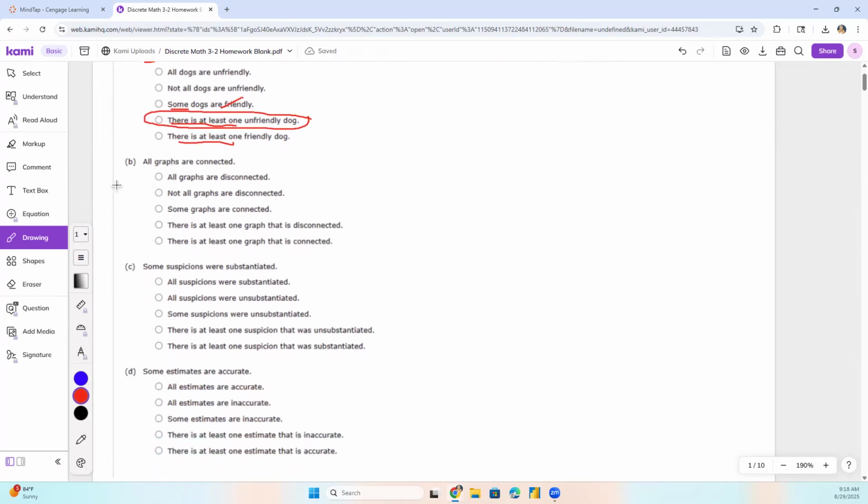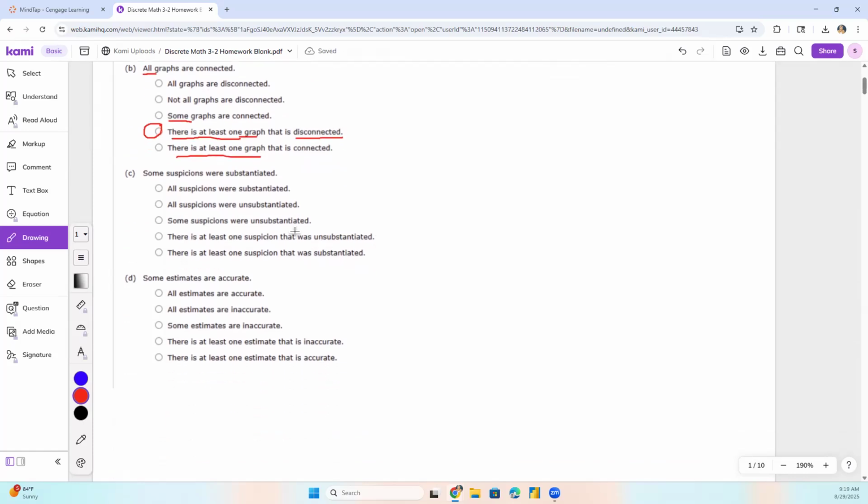When we look at part B, "all graphs are connected," and we want to negate this. Again, for "all," its negation is either "some," or "there's at least one," or "there's at least one graph." So I know that the answer will be one of these three. And for "all graphs are connected," its negation is "disconnected." So for this question, I'm going to choose B again, because there's at least one graph that is disconnected. That will be its negated statement.